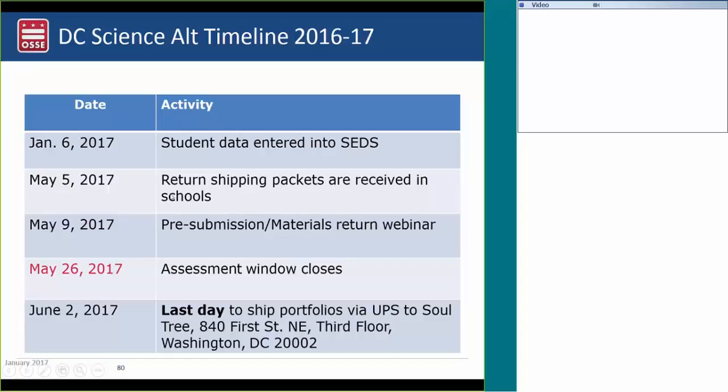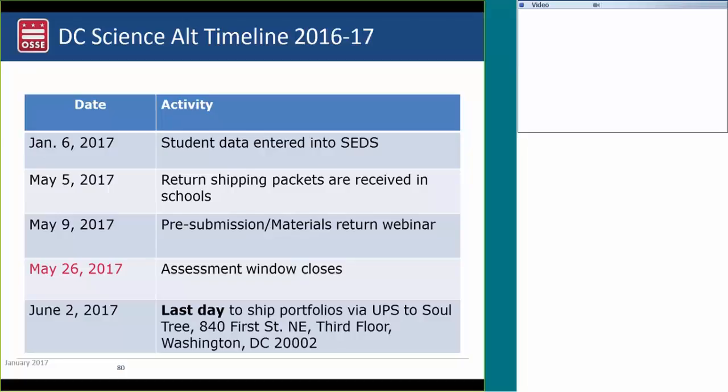The first week in May, your school should receive return shipping packets. And that will be followed by a webinar on May the 9th for pre-submission and a high-level overview of portfolio components, similar to what we've done in past years. If you can have even one strand completed by March, and you want to come to the on-site training on either the 13th or the 14th of March, we'll be glad to look at any student work you bring in or any portfolio entries you bring in for us to look at.